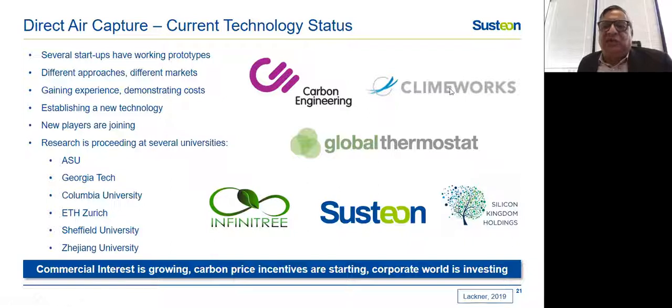Carbon Engineering, Climeworks, and Global Thermostat. These are the three pioneers in the direct air capture area. There are other companies. We have also started some work at an early stage. But I think this solution is definitely needed to get to net zero.